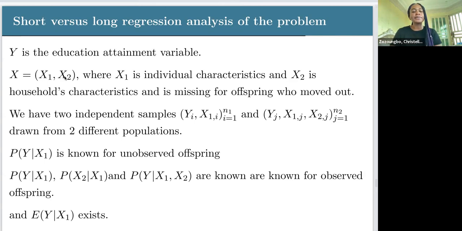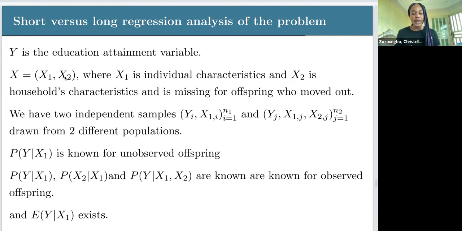So that makes it complicated to directly apply the short versus long regression literature to this setting, because in that other setting, P of X1 given S2 is supposed to be known, and then these two can be used to find some informative bound on P of Y given X1 and S2, because the joint is not known, but the marginals are known. But in my case, only one marginal is known, the joint is not known, and the second marginal is also not known. So it makes it a little complicated to apply the existing framework directly.